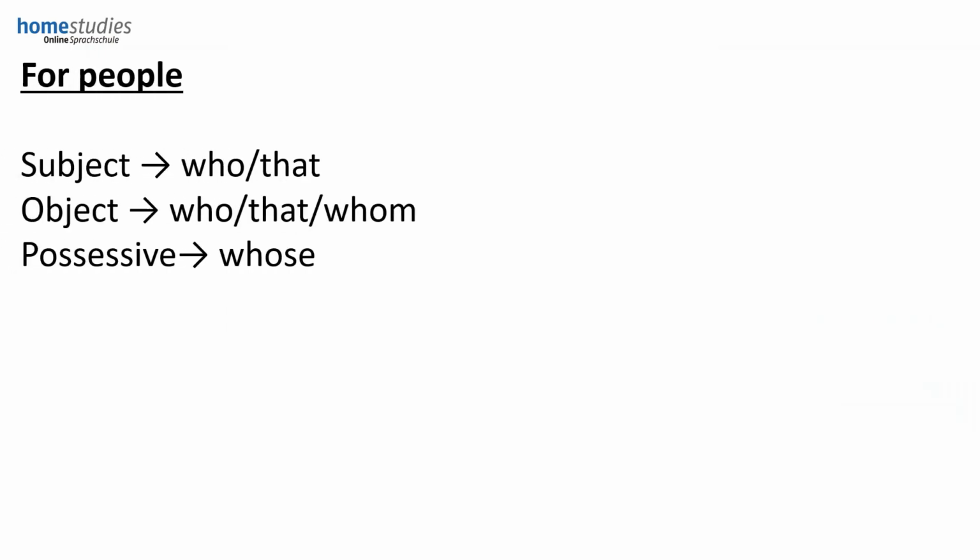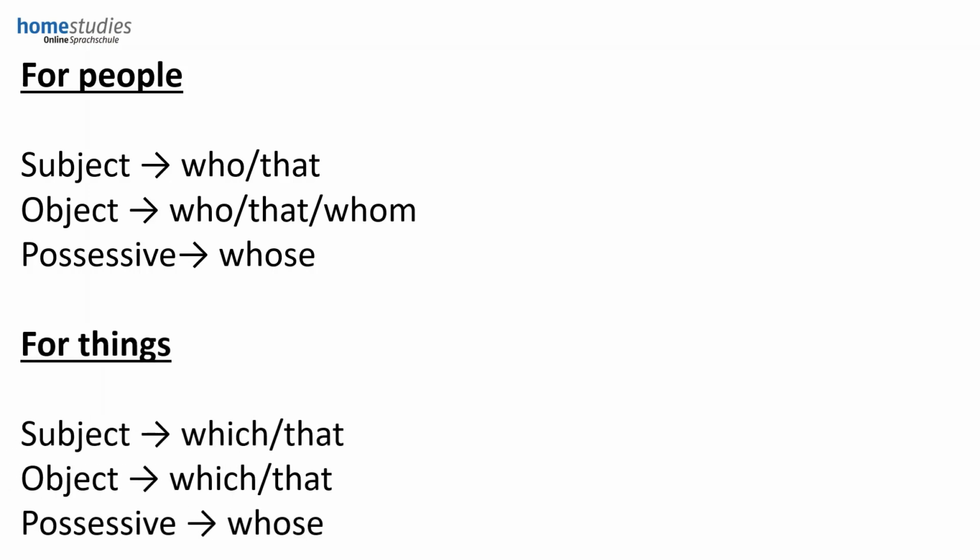Now, in defining relative clauses, we use relative pronouns. And the rules are: for people, for the subject, we use who or that. For the object, we use who, that, or whom. And for possessive, we use whose. Whom is a little bit more formal than who. Now for things, we use for the subject which or that, for the object which or that again, and possessive we use whose.